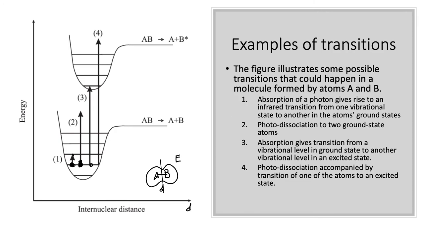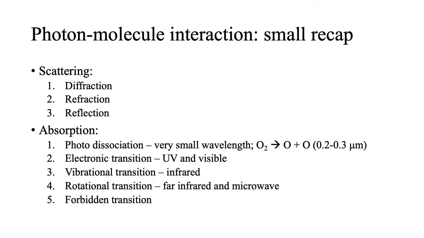Or it could happen that you absorb a photon and boom, you jump to another state that is a bound state, but where one of the atoms is in an excited state. Finally, you could absorb a photon that dissociates this molecule, so breaks A and B apart, and sends one of the atoms to an excited state. Okay. These are all examples of transitions that could happen.